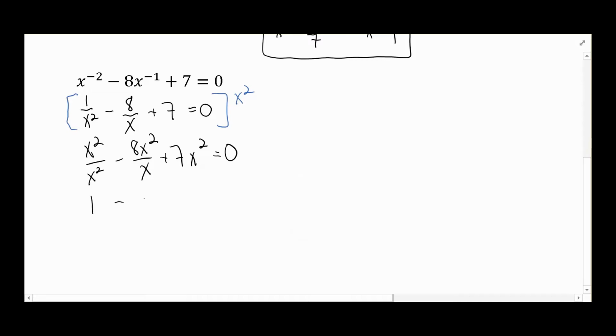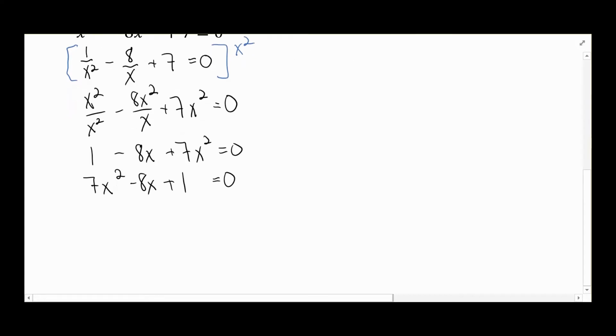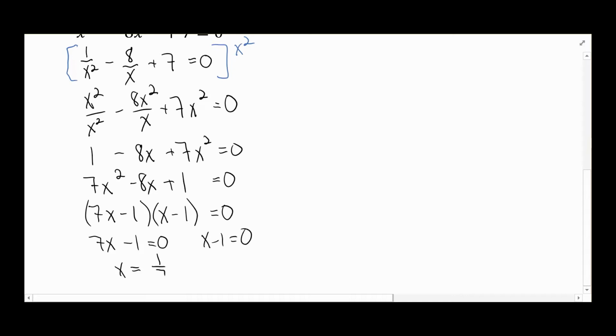That gets me 1 minus 8x plus 7x squared. Or if I want to write this a little bit differently, I could write it as 7x squared minus 8x plus 1. And now I'm going to factor this as 7x minus 1 times x minus 1, so that either 7x minus 1 is 0 or x minus 1 is 0. So the x is 1/7 or 1.